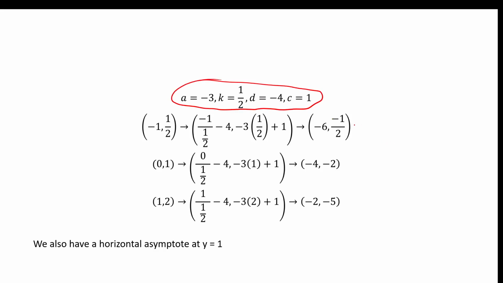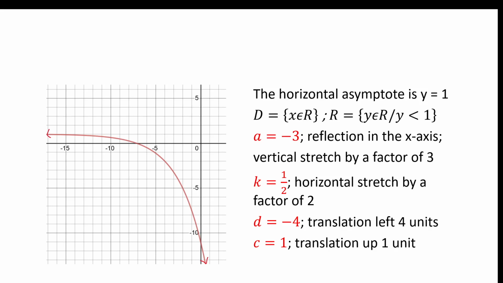And when we do that, we get outputted the points -6, -1/2, -4, -2, and -2, -5, with a horizontal asymptote at y equals 1, because that horizontal asymptote's always at y equals c. So since that horizontal asymptote's always at y equals c, y equals c is right here. Y equals 1 is right there. We see that our domain will be y less than 1.